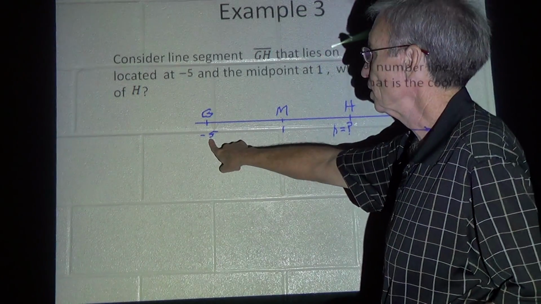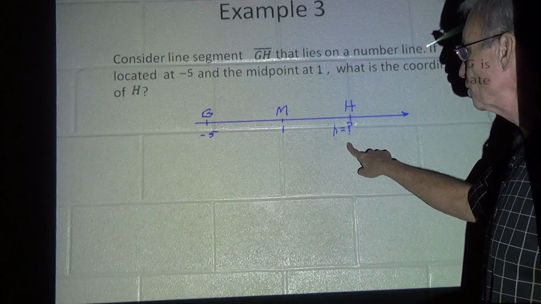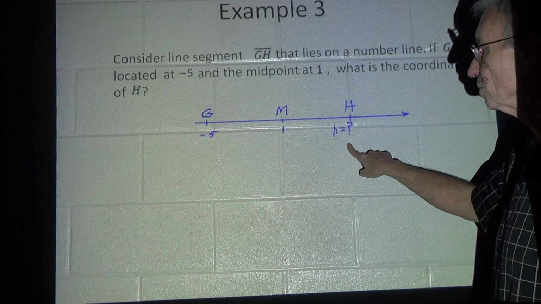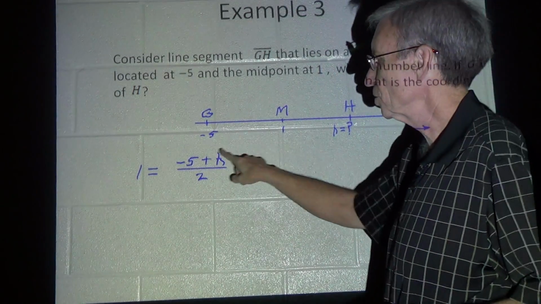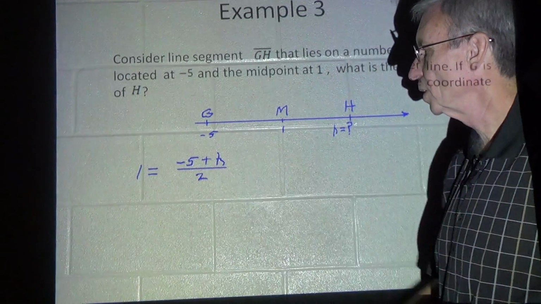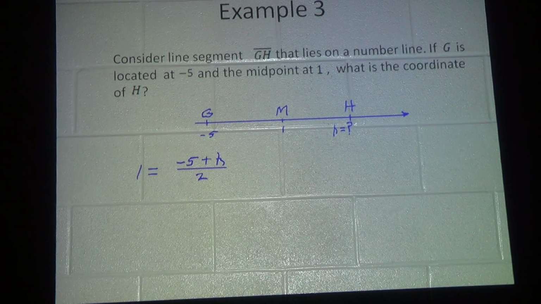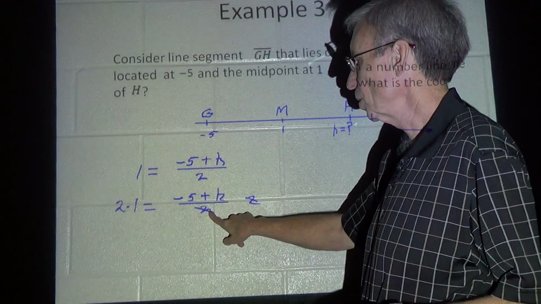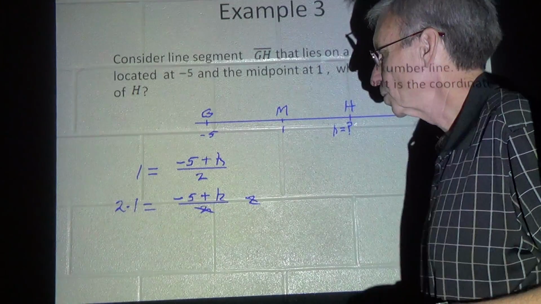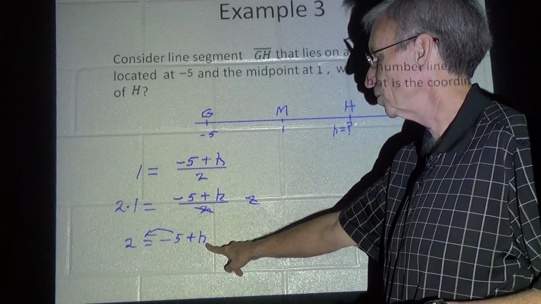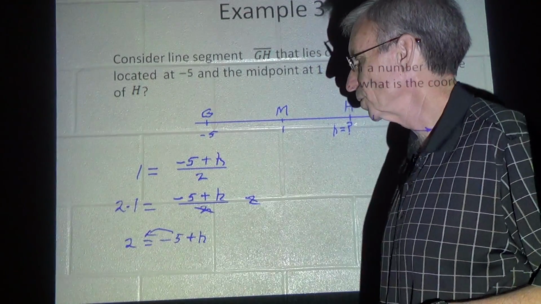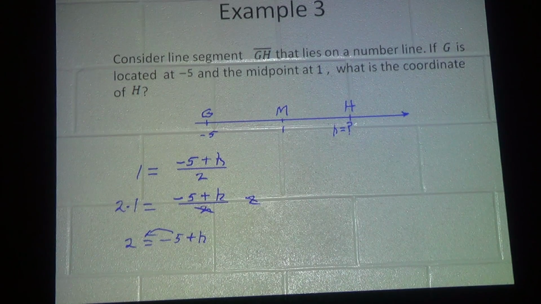So this is the procedure for doing that. You know that G is at -5, M is here, H is over here at some unknown coordinate. So we plug it into the formula, because this time we know the answer. The answer was 1, so this is equal to -5 plus H divided by 2. So we multiply both sides by 2 to simplify. So the 2 goes away over here. So this gives us 2 times 1, which is 2, is equal to -5 plus H. We're going to take the -5 to the other side by changing it to a +5.